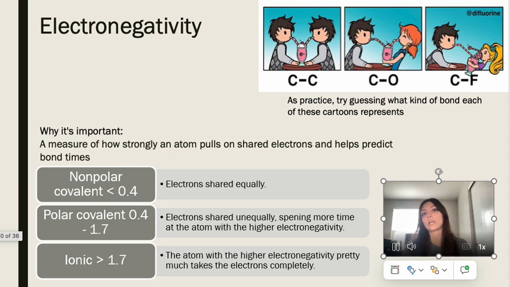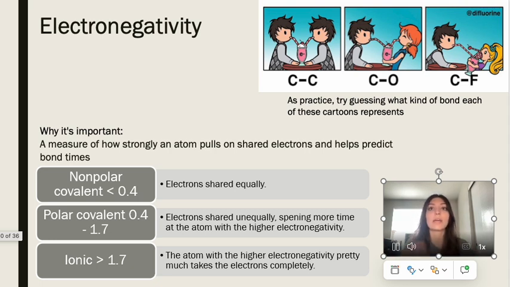And so one way I try to remember all three of these is for polar, I think of the North Pole. The electrons are hanging out at the pole, they're being pulled to one side, which is the atom with the higher electronegativity number. For nonpolar, I think of no pole. The electrons are being shared equally and not being pulled towards any side. And then for ionic, I just think of one atom stealing all the electrons completely.